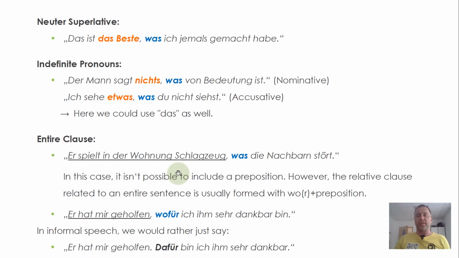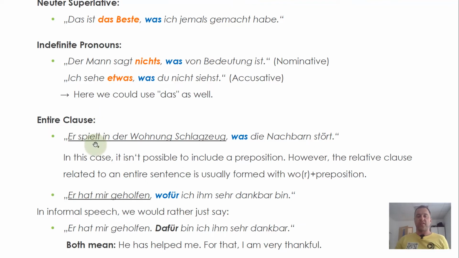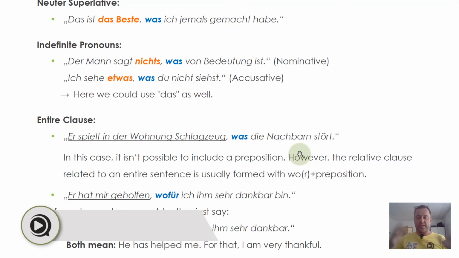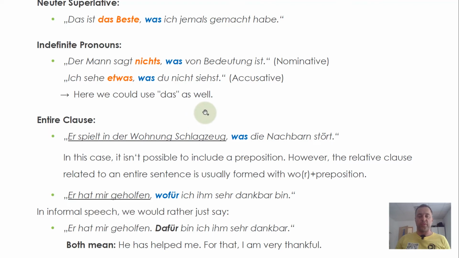And that's also the case for an entire clause, because an entire clause doesn't have a gender, right? Er spielt in der Wohnung Schlagzeug, was die Nachbarn stört. So he plays the drums in the apartment, which is annoying to the neighbors. Here we have the situation that he is playing the instrument inside the apartment. Playing the instrument inside the apartment is not a noun, therefore it doesn't have a gender. So here we use was.